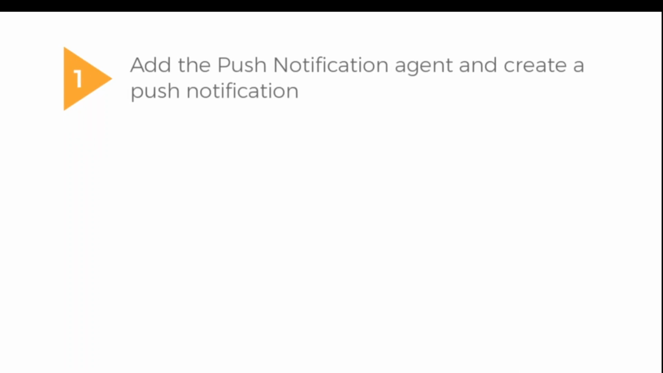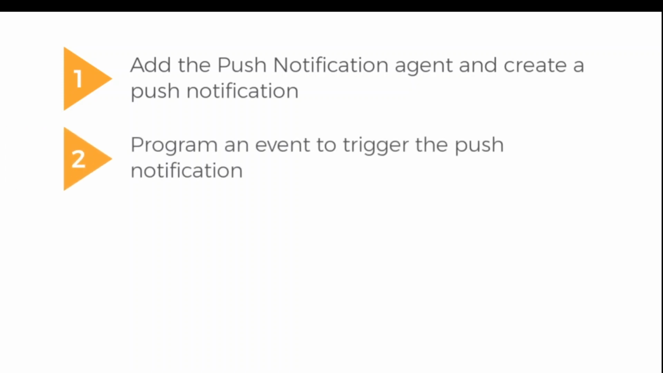To add a snapshot from a Luma camera to a push notification, follow these steps. First, add the push notification agent and create a push notification. Second, program an event to trigger the push notification.